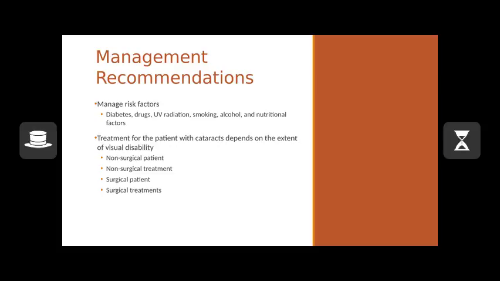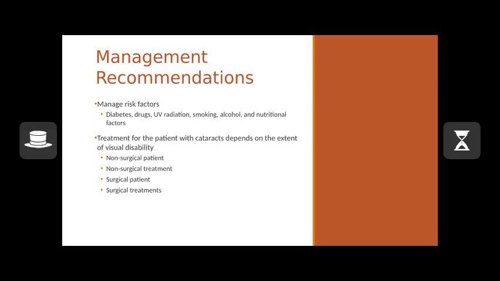So, the treatment for non-surgical patients: these are basically patients that have few functional limitations as a result of the cataract, and surgery is not indicated, and it may be appropriate to follow the patient at 4 to 12-month intervals to evaluate eye health and vision and to determine whether functional disability develops. So this is just basically a patient who may have cataracts, but it's not affecting their activities of daily living. So we just watch and monitor them.